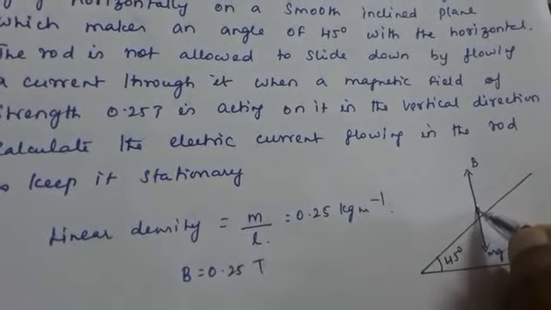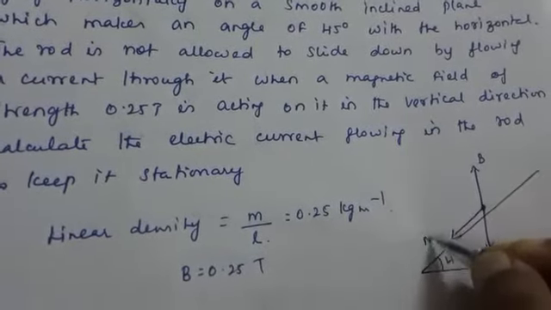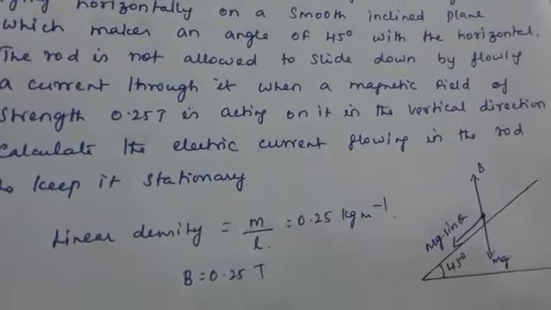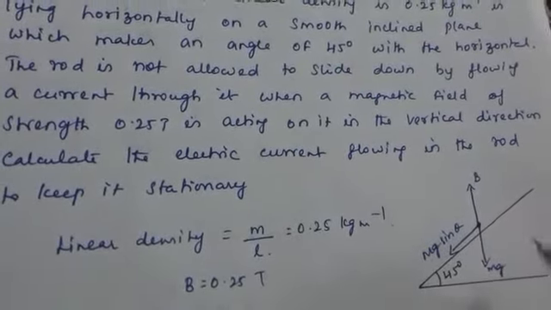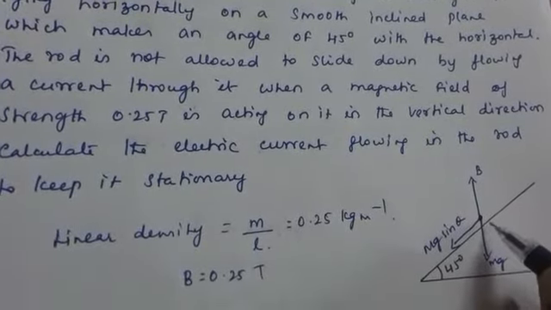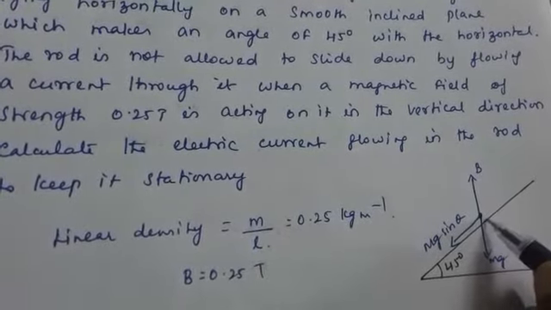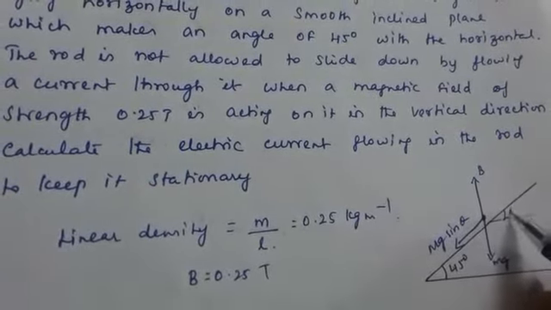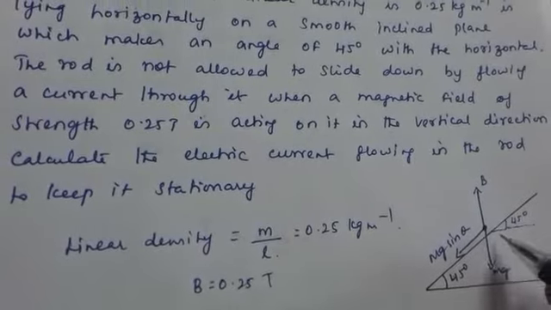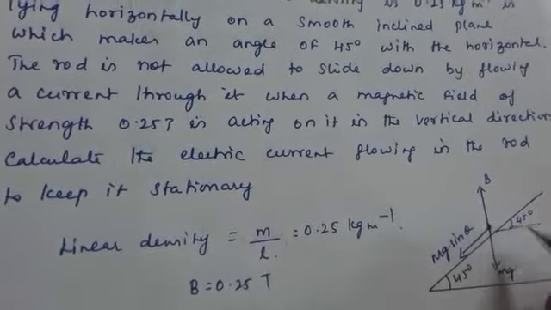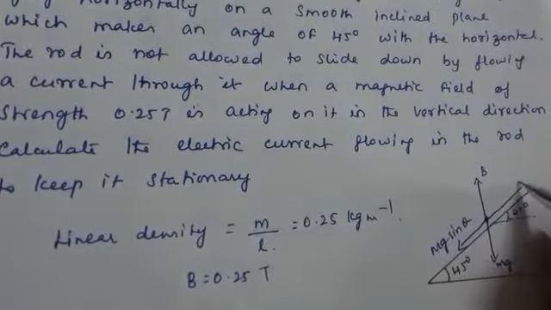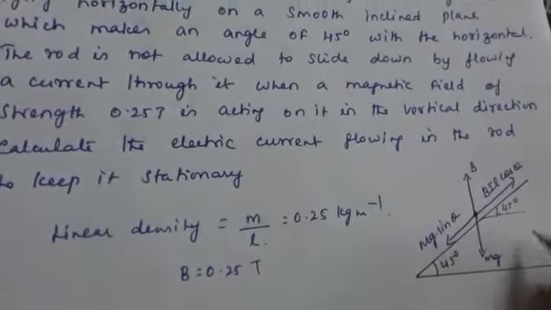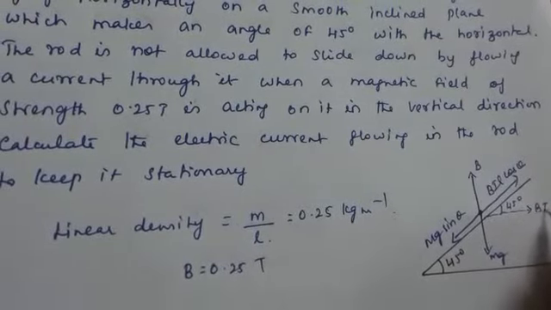Now the component along the incline can be written here as mg sin theta. The other component I am not drawing here. And here the magnetic force will act in this direction, like this. So this angle is 45, therefore this angle is also 45. So what is the horizontal component of magnetic force? The component along the incline is BIL cos theta. This is the direction for the magnetic force, BIL.